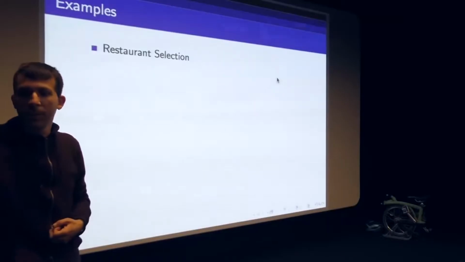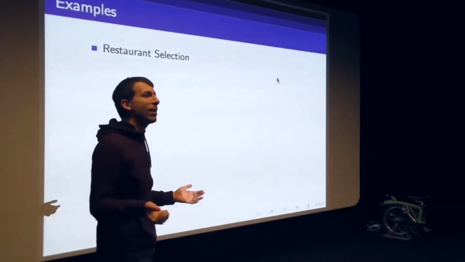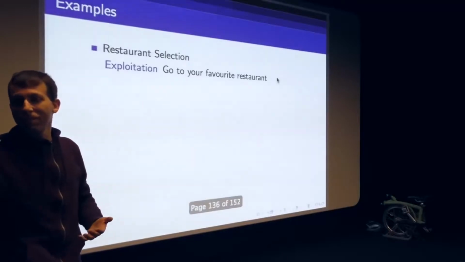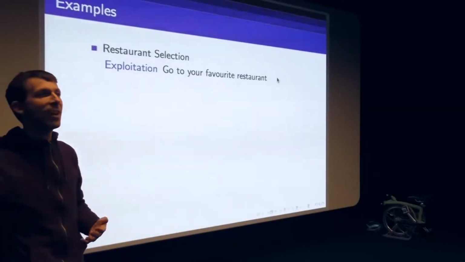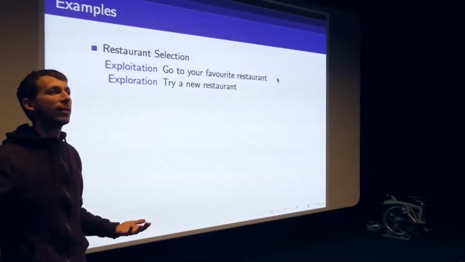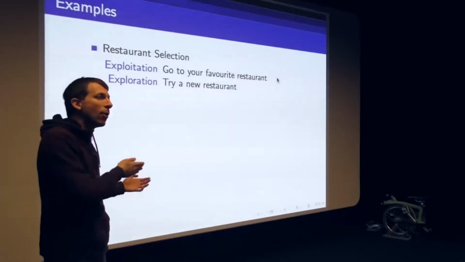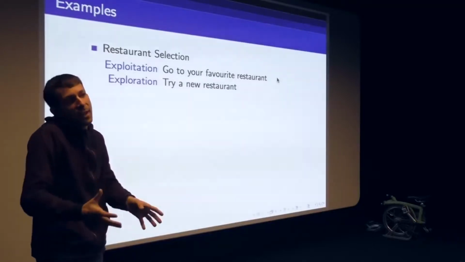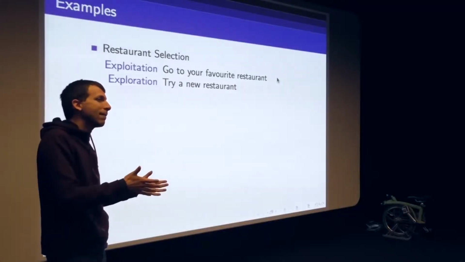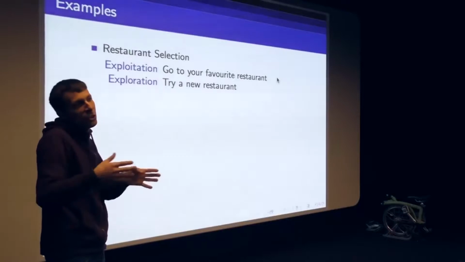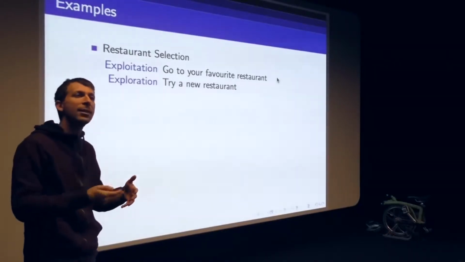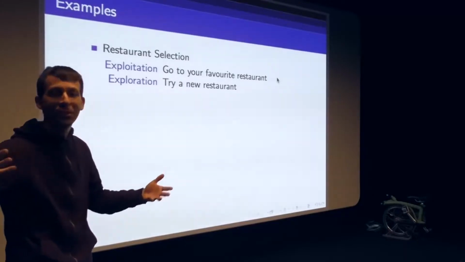So let's have some examples. You all go to restaurants occasionally. What happens if you're trying to pick the best restaurant? Exploitation means you go to your favorite restaurant. Exploration would be trying a new restaurant. Now, how do you balance these? If you never explore and keep going to your favorite restaurant, you get stuck on something suboptimal. But if you explore all the time, you maybe end up eating food that you don't like, and maybe you should have gone to your favorite restaurant a little bit more often. So you have to balance these things out so that you end up finding the best restaurant and eating delicious food along the way.